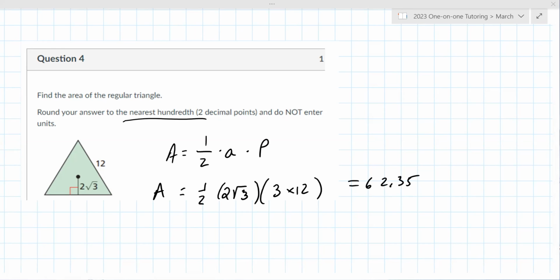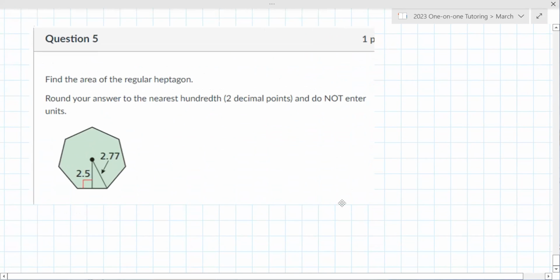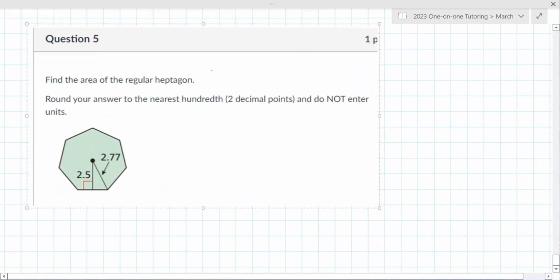All right. Question 5. Find the area of the regular heptagon. So heptagon is 7-sided. There's something in that prefix that means 7. This one though, they don't give you the side length. And it's like, no good.